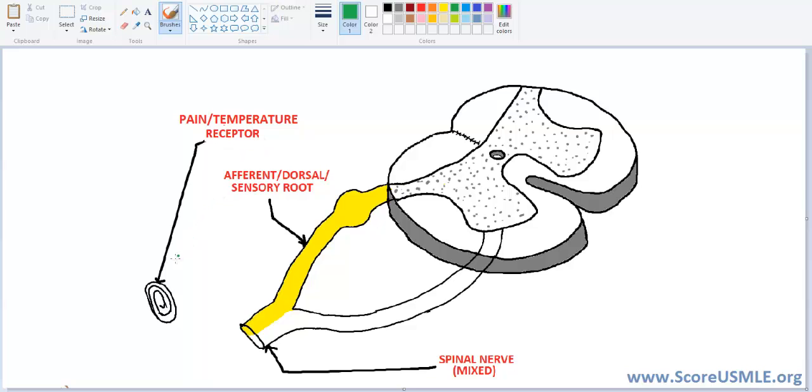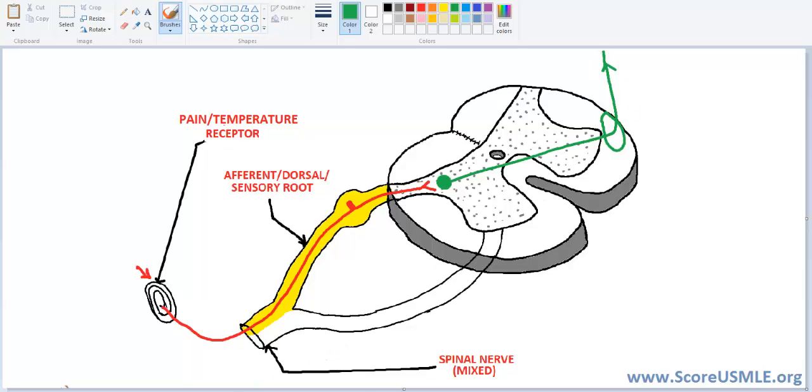So let's see how the pain and temperature sensation reaches the brain. So here's the pain and temperature receptor. Let's say this receptor is activated by a stimulus. Now the activation of this receptor activates in turn the sensory root of the spinal nerve, just like we saw in the introductory video. Now this bipolar neuron relays this piece of information to the second neuron in the dorsal gray horn, the cell body of which lies here in the dorsal gray horn. The axon of this second order neuron crosses over to the opposite side, the contralateral side, reaches the area of the lateral spinothalamic tract and ascends towards the brain, towards the thalamus.